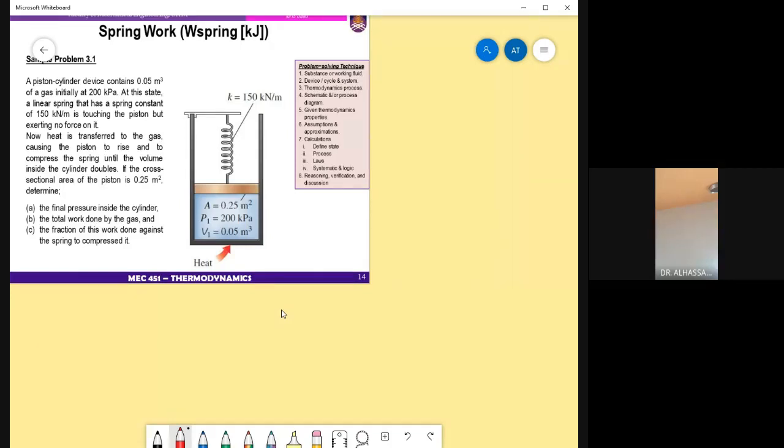Okay, so in this question we are told, pay attention, a piston cylinder device initially contains 200 kilopascal of a gas. So let me sketch it carefully over here. We have a cylinder. Initial state of the cylinder is like this. And then we have a piston. There is a spring over here, which is suspended.